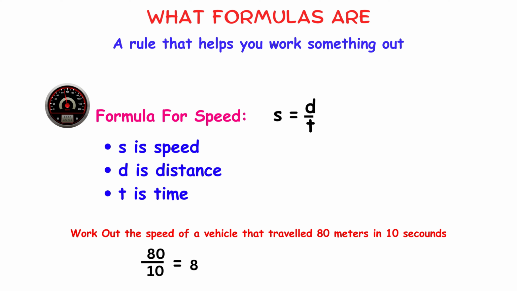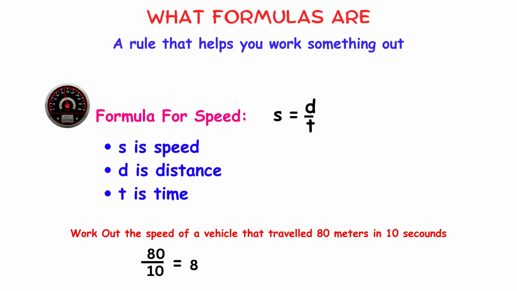So if you were asked to work out the speed of a vehicle that traveled 80 meters in 10 seconds, then all you'd have to do is take these values that you've been given for distance and time and plug them into the equation. So 80 meters divided by 10 seconds, which is 8, and the units here would be meters per second.